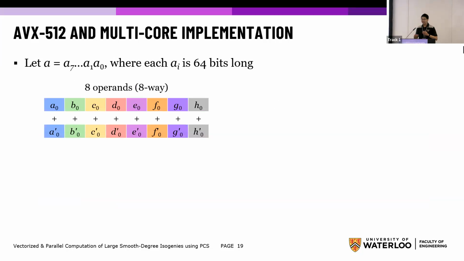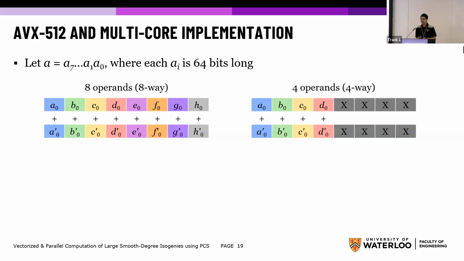But in general, in the implementation, our number is not just 64 bits, it's longer than that. So we have to divide it into blocks of 64 bits. And there are also various ways of using vectors. So here, suppose we have 8 pairs of operands or operations to perform. So here we can put 1 block from each operand into 1 slot of the vector, resulting in 8-way use of vector.